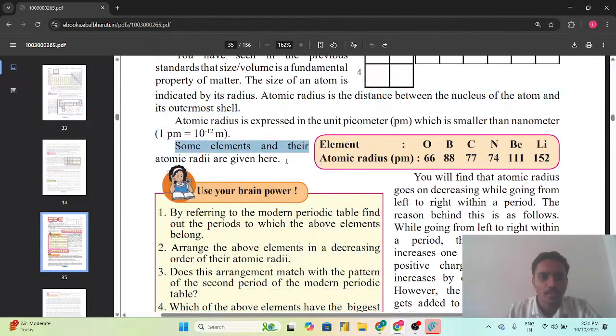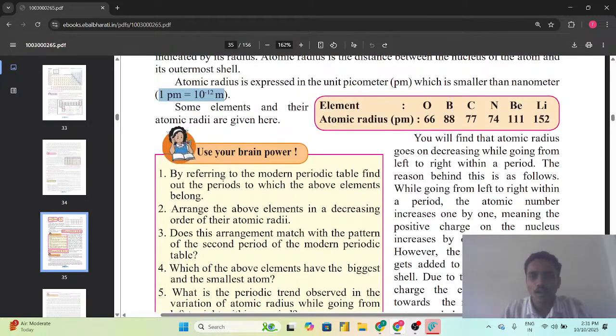Some elements and their atomic radii are given here. Let's see: oxygen has atomic radius 66, boron 88, carbon 77, nitrogen 74, beryllium 111, lithium 152. These are all in picometer. One picometer is equal to 10 raised to minus 12 meter. So what is said next?